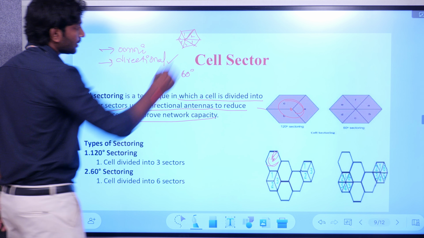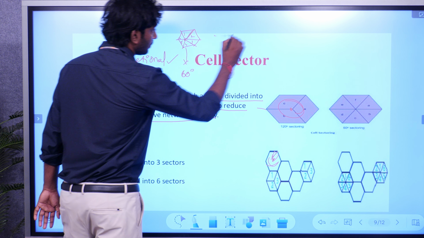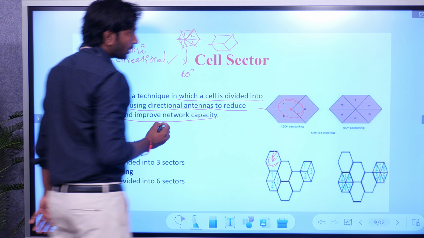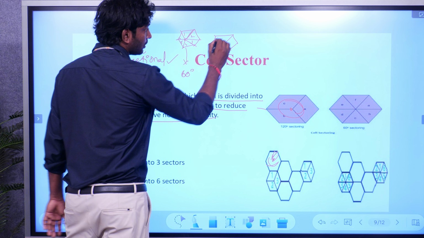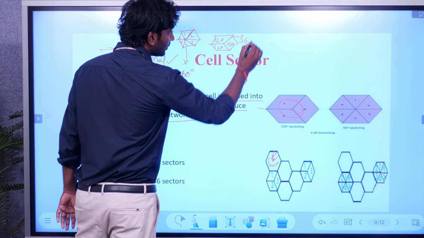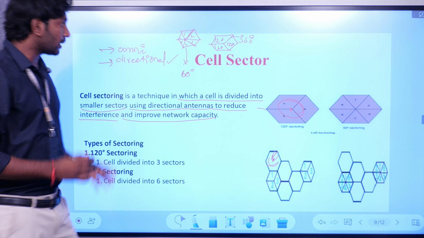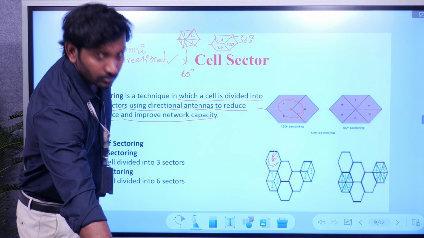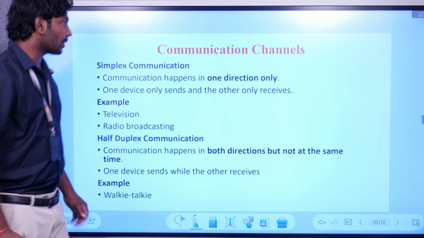And in the 3 sector case, the directional antenna coverage is divided into 120 degrees: 120, 120, 120. The total 360 degrees will be covered. So cell sectorization is the main concept used in the directional antenna system. And next one is communication channels.